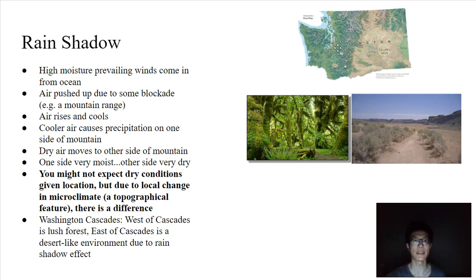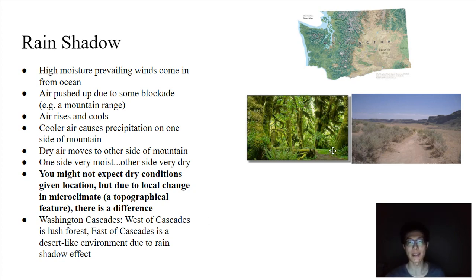On the western side facing the ocean, you have high amounts of lush vegetation, almost a temperate rainforest type of habitat. Whereas on the other side, it's extremely dry because that cool, dry air has moved over and now doesn't have any moisture. So on the opposite side, in the east, you can have almost an arid, sagebrush-looking steppe that's almost desert-like. You might not expect dry conditions given this location in Washington, but due to local changes in microclimate, in this case a topographical feature like a mountain range blocking the way, there is a difference.